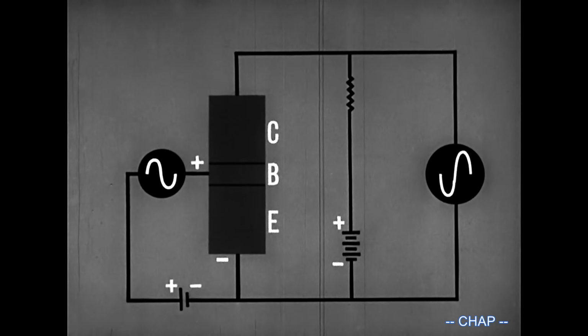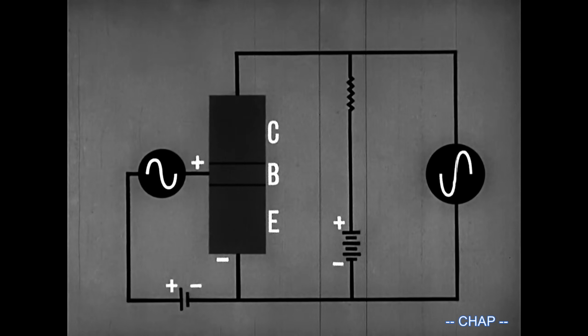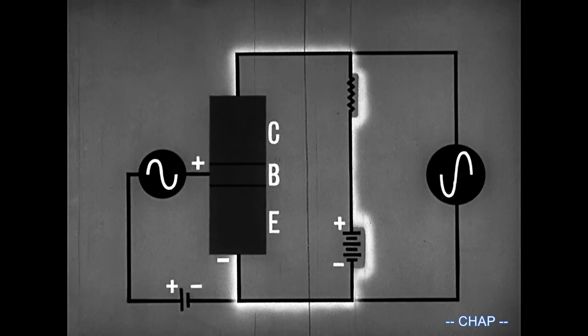Amplification is achieved by having the low voltage or forward bias circuit control the output of the high voltage or reverse bias circuit.